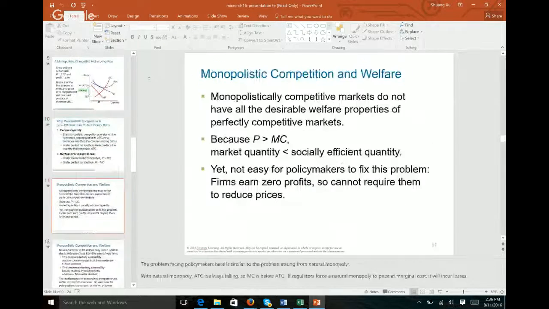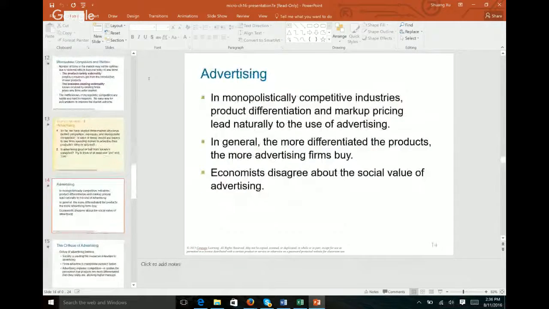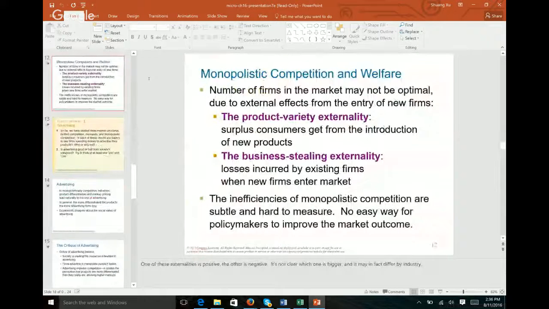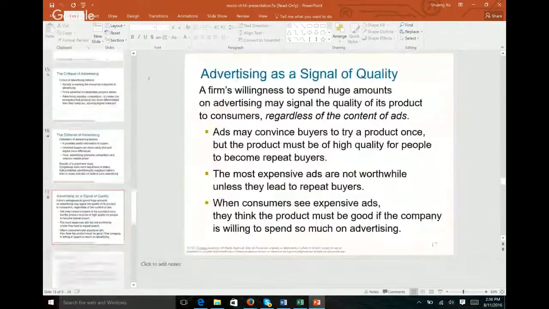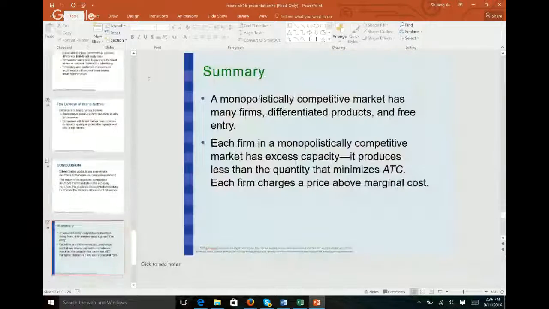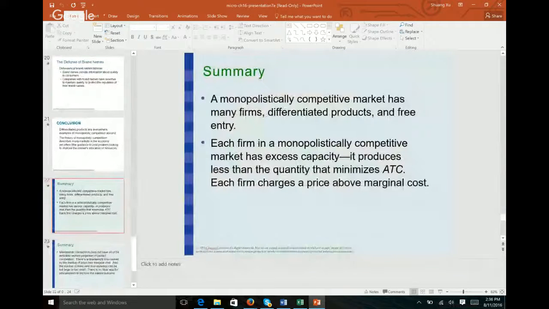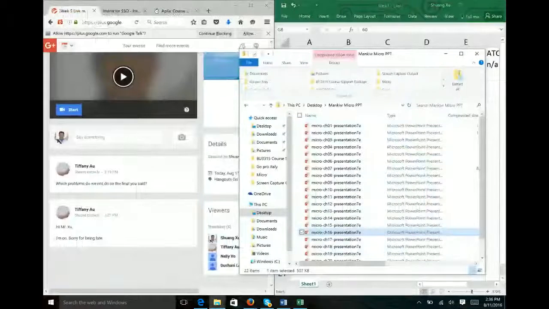All right. Let me see what else I need to remember. This was a question in your Aplia homework. So know the difference between the product variety externality and the business stealing externality. Okay. But I don't see these questions on your test. But study for it anyway, just in case. Let's see what else you need to know. Okay, so that's it for chapter 16.